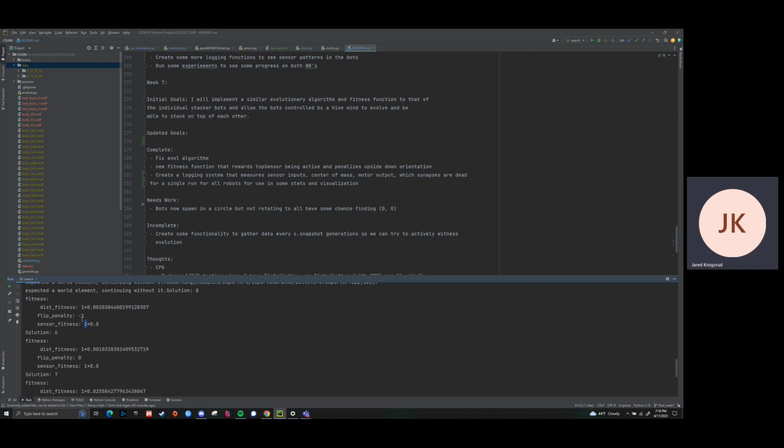And the sensor fitness here, this value right there, is rewarded by looking at the last 10% of the simulation length and how many frames a certain robot's top sensor is active. Since there are lots of robots, I'm summing them up and multiplying and doing some things like that to reward the group. The flip penalty is steep, so that if they do flip over and activate their top sensor that way, they're actually losing fitness because of that.